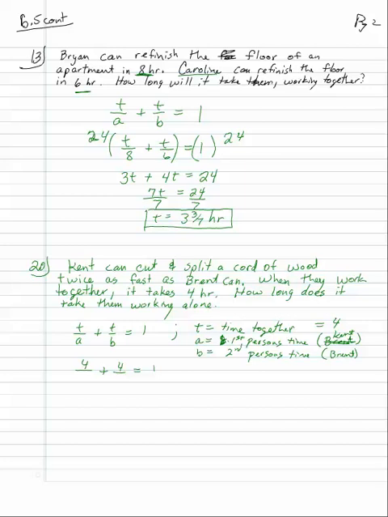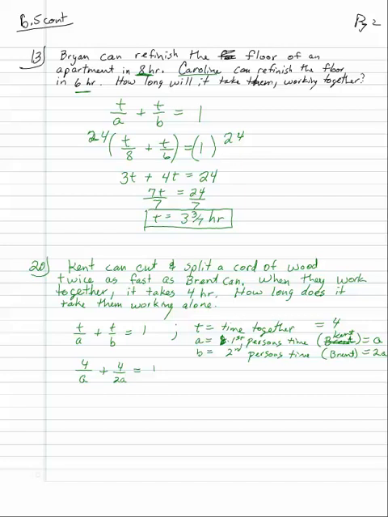Kent can cut and split a cord of wood twice as fast as Brent can. So if it takes Kent A hours, then Brent is going to be, so let's see, who's faster? Kent is faster, so it'll take Brent twice as long. So if it takes Kent A, then Brent is going to be 2A. So that'll be A, 2A.